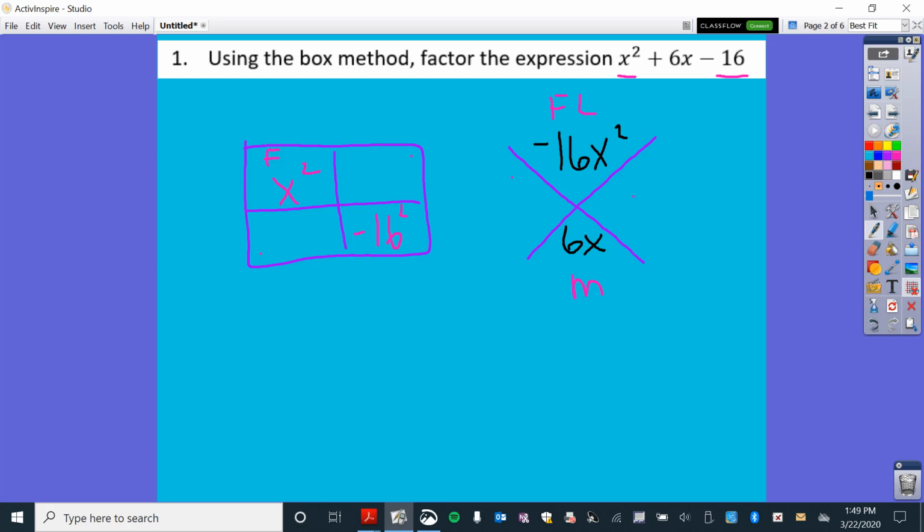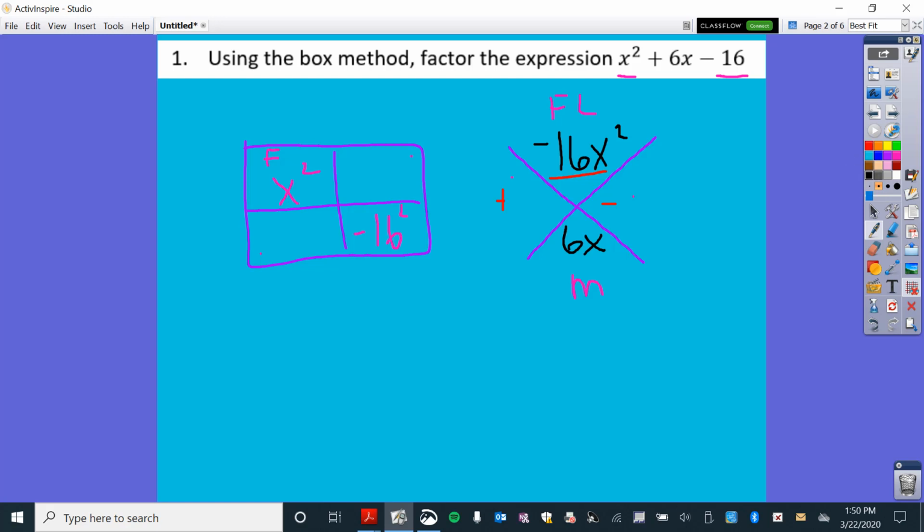Now, remember that the sign of the number up top tells us if they're going to be the same sign or opposite. So if it's a negative sign, okay, one of our factors is going to be a positive and one's going to be a negative. They're going to be opposite signs. If it was a positive, then they would both be the same. So we have to figure out what numbers are going to multiply to give us 16, but because they're opposite signs, subtract to give us 6.